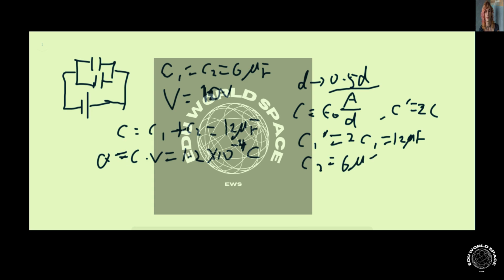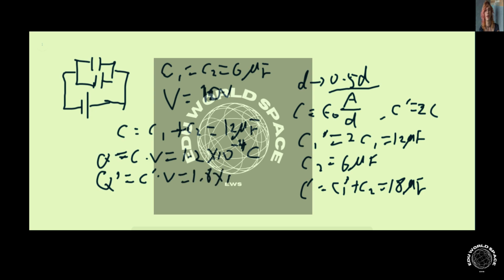So the total capacitance C prime equals C1 prime plus C2, which in this case equals 18 microfarads, right? So we can find out the new charge stored in the two capacitors after squeezing. This will be equal to C prime times V, because the voltage does not change. This equals 1.8 times 10 to the negative fourth coulombs.